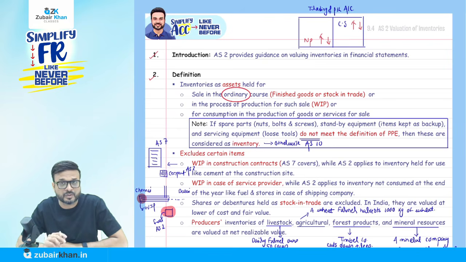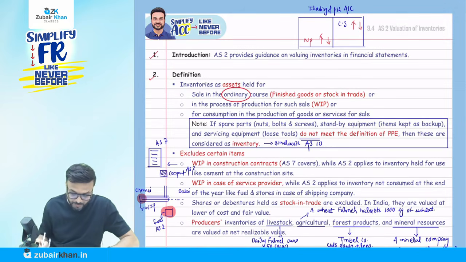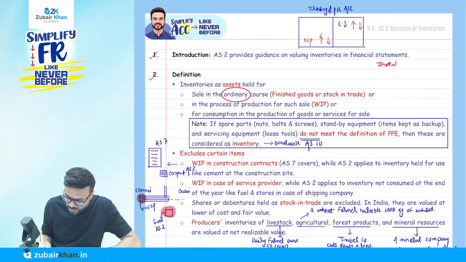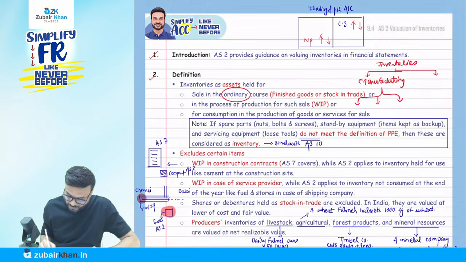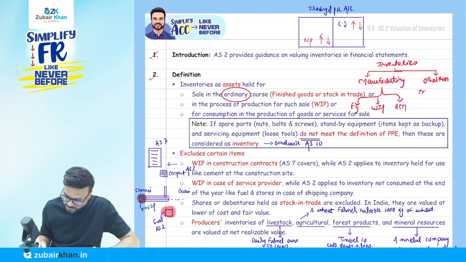What is the difference between finished goods and stock in trade? To understand this, first of all, when we talk about inventories, it might happen that the businessman is in the business of manufacturing. So when we talk about manufacturing, three types of inventories might be there. I will discuss the three types of inventory with you one by one. That is finished goods, WIP and raw material. Other than manufacturing, there is only one type of stock, that is stock in trade.